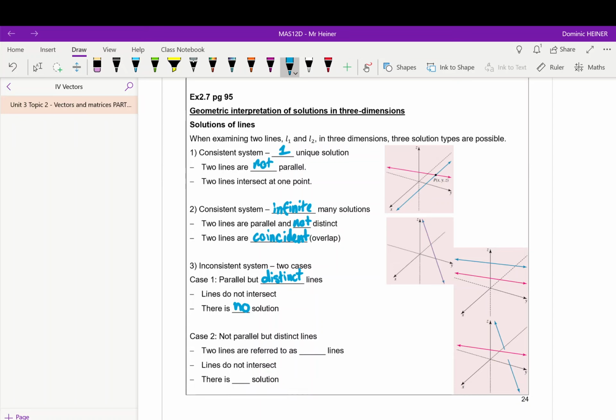So the other case is where they are still distinct, but they are not parallel. So that's this image down here. And looking at that there, we can see they cross by each other. And whilst they're not parallel, there's still no point in which they touch. So the 2 lines are referred to as skew lines. They don't intersect, and there is, again, no solution.